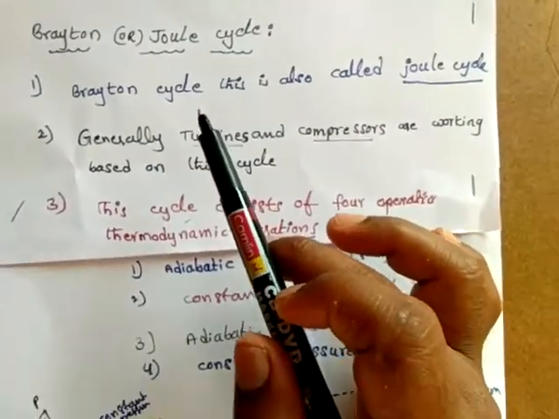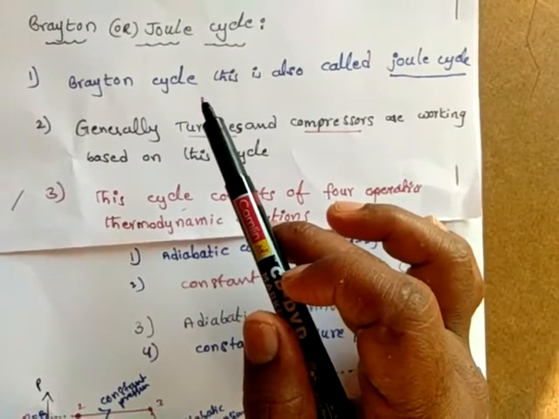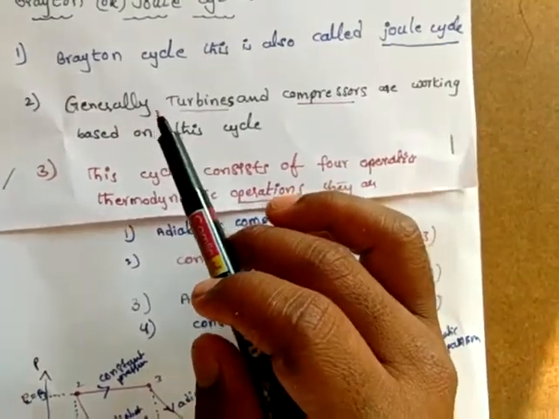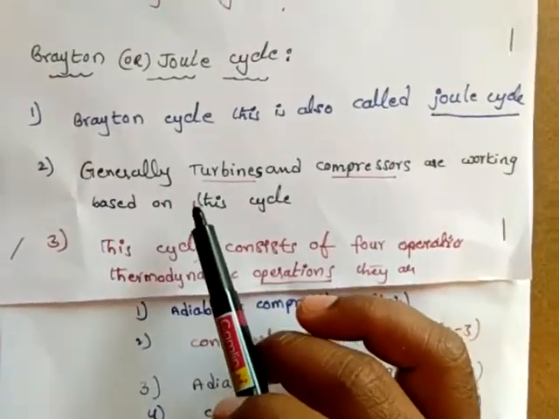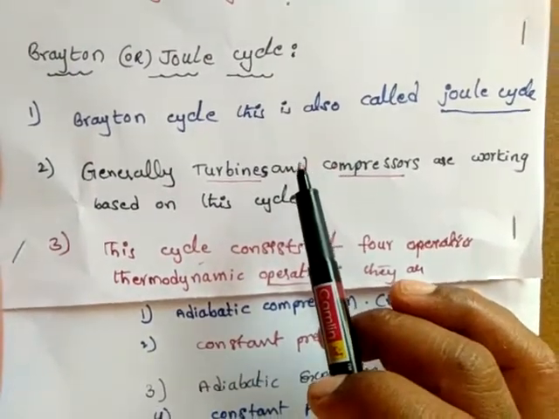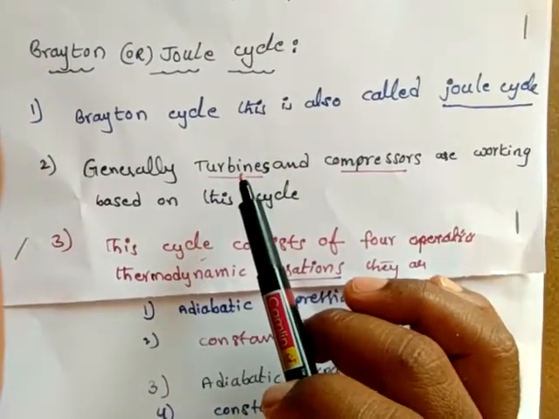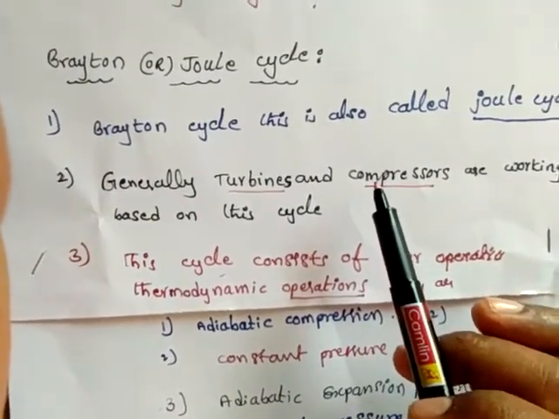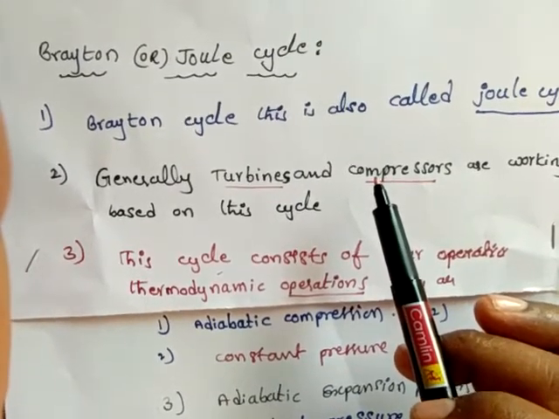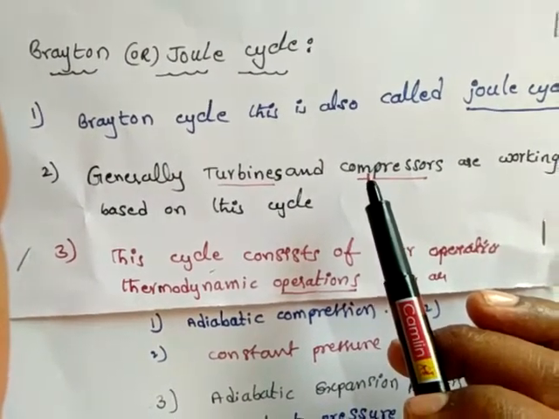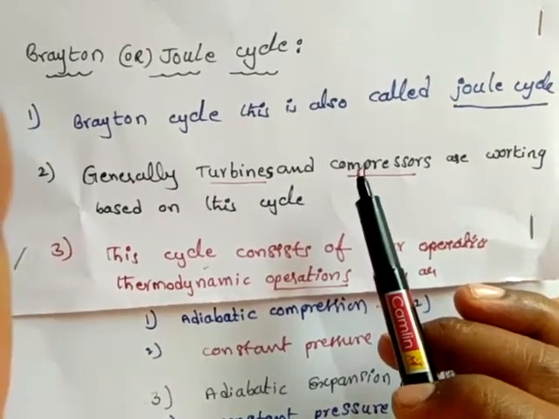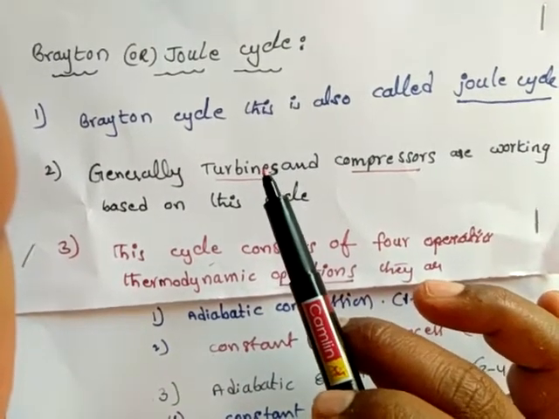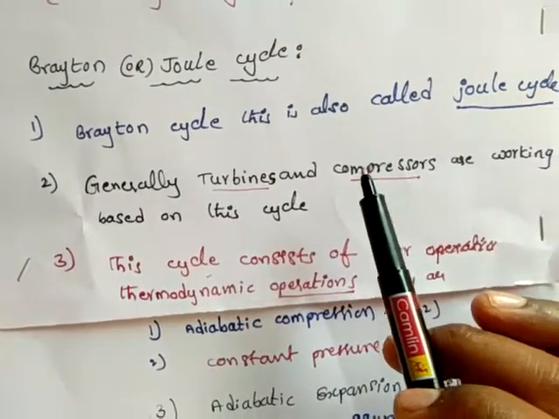So first point is what? Brayton cycle. This is also called Joule cycle. Another name of the Brayton cycle is Joule cycle. Based on this Brayton cycle, turbines and compressors are working. These turbines we generally use in power plants. A well known example for the compressor is in our houses. We are using a refrigerator. In the back of the refrigerator we will see the compressor in black color. So that is a compressor. Turbines and compressors work based on this Brayton cycle.